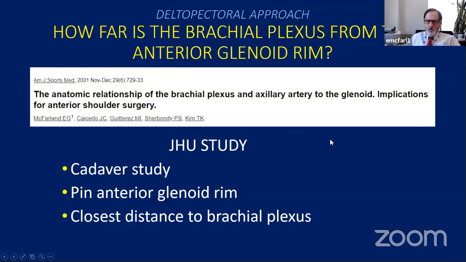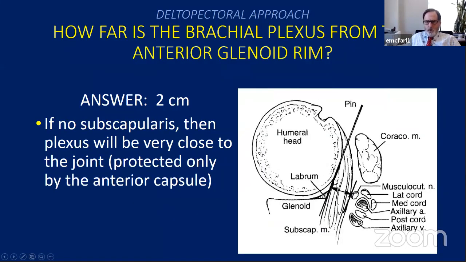There are some concerns. Obviously, you want to know where the brachial plexus is and the axillary artery, et cetera. We did a study a long time ago in cadavers. We just put a pin in the glenoid rim and measured the distance to the plexus. And as you can imagine, this is sort of an axial type view. From the glenoid rim to the brachial plexus is about 2 centimeters. And the reason it's 2 centimeters is that's about the thickness of the subscapularis.